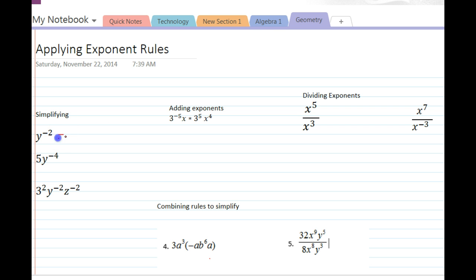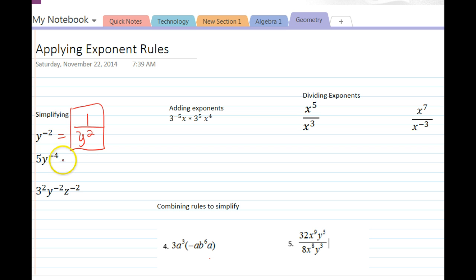So again, see my exponent is negative, so I cannot leave it negative, so what I have to do is simplify, applying the rule, law of exponents. Se escribe 1 sobre 2. And then that one's done.